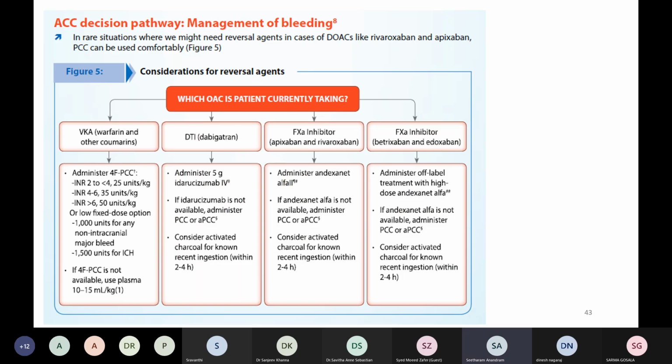This slide again summarizes what I told you. If somebody's on warfarin, you give them PCC, which is prothrombin complex concentrate. If somebody has taken dabigatran, you can consider giving them idarucizumab, which most of the drug companies will provide. But I think the problem with the drug is getting it in time is a big challenge. For the factor Xa inhibitors, there is andexanet, which is not available in India. Again, if it is not available, you have to consider giving PCC or FEIBA.